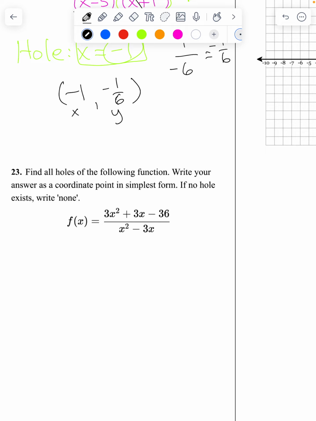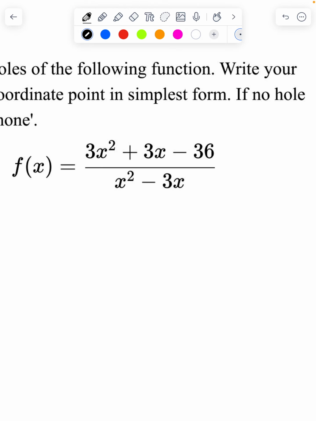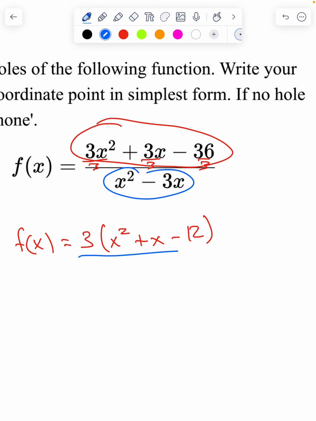23 says find all holes. We're going to do it again. We're going to factor everything. So I'm going to start with the top. Now something that I notice about the top is everything is divisible by 3. So to be easier on myself, I'm going to pull the 3 out right away. I get x squared plus x minus 12. And then on the bottom, I notice that everything is divisible by x. I can pull an x out, and then this should be x minus 3.